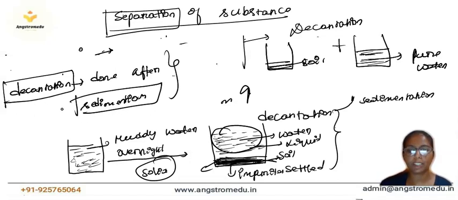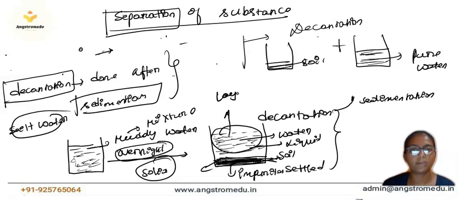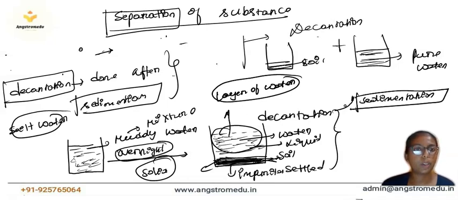Here the processes of sedimentation and decantation can be used for separation of the sand or soil plus the water from the mixture. So here the mixture is the muddy water. Here we are allowing the muddy water to stay overnight. Now the layer of soil as well as the layer of water is formed. So this is the layer of water, and this is the layer of soil. Till this, the process of sedimentation is going on. After this we have to separate the pure water from the mixture. So the next step is decantation.